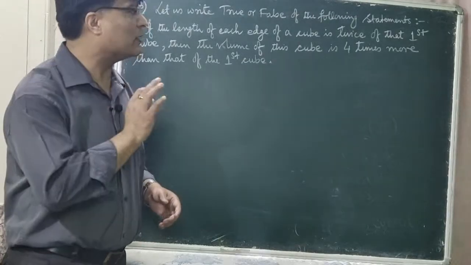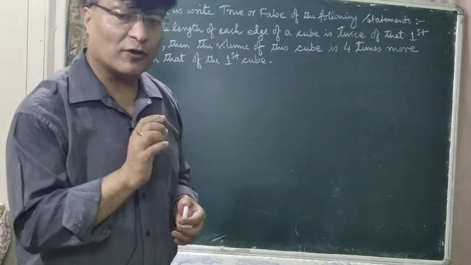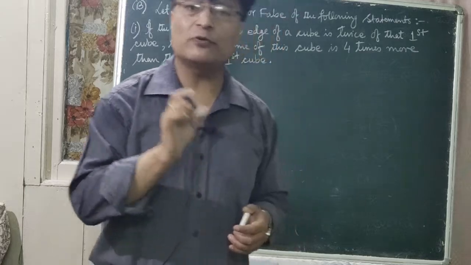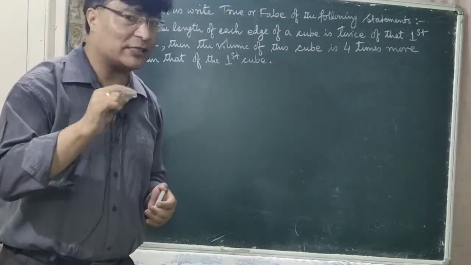Did everyone understand? So here, first we suppose the length of each edge of the first cube. Suppose it is a.